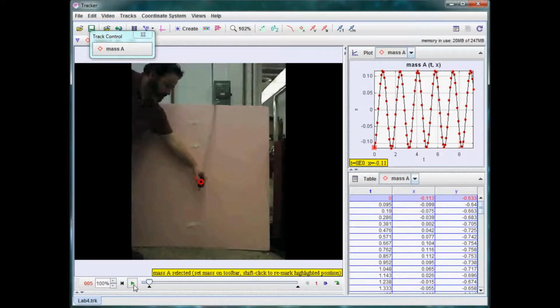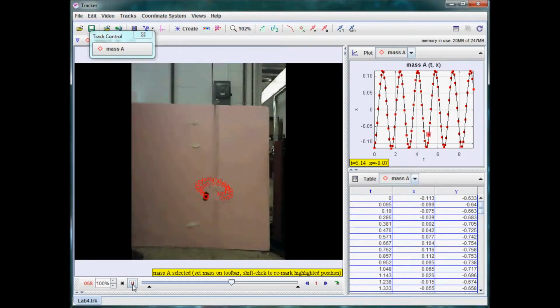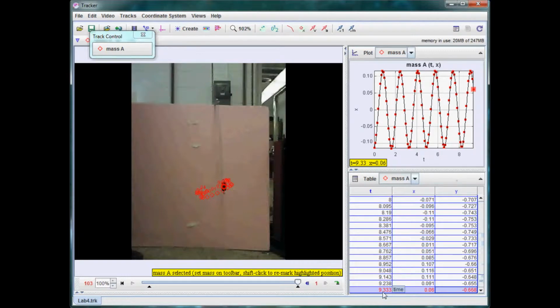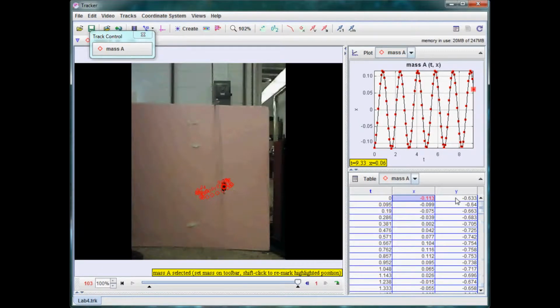Let us now analyze the motion of the system using Tracker. We have a total of 98 time steps and 5 complete oscillations of the object which we can use for this analysis. The final time step I obtained is 9.333 seconds. The initial position at time step t equal to 0 is also noted. From the position data, I got the x component as minus 0.113 meters and the y component as minus 0.633 meters.